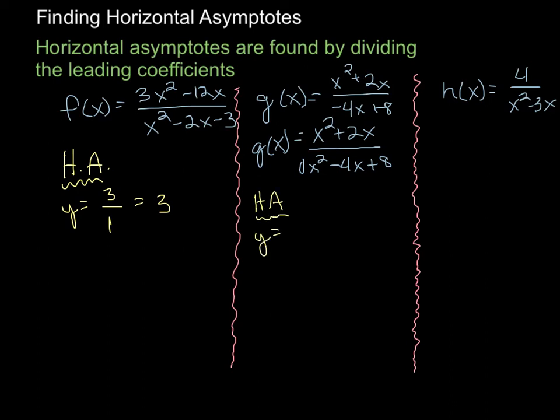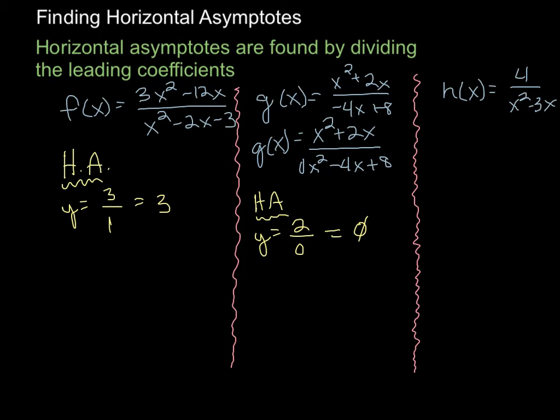So y equals 2 divided by 0. Well, that's not possible. So it's safe to say that if the leading exponent at the top is bigger than the bottom, there's going to be no horizontal asymptote.